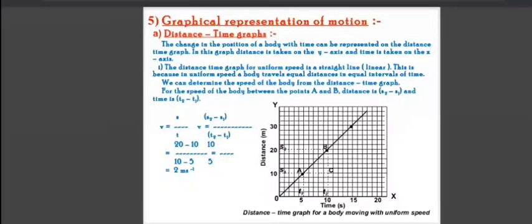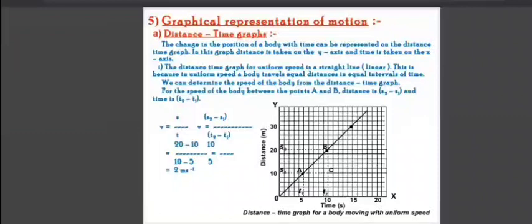You can see the graph, it is a straight line. Though it is slant, it is a straight line. If it is a straight line, it means it is a uniform motion, meaning the body is covering equal distance in equal intervals of time. Such a graph is called a linear graph.